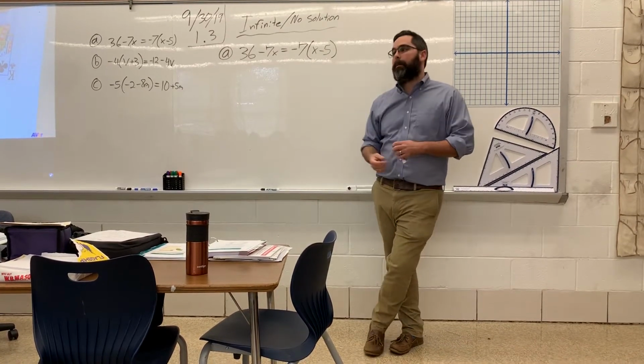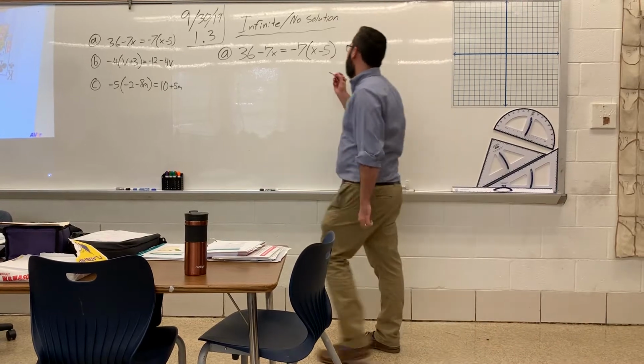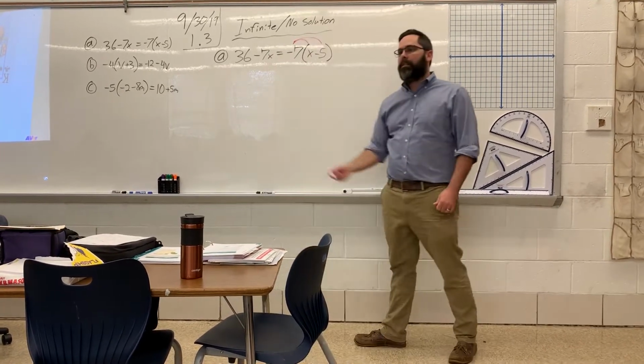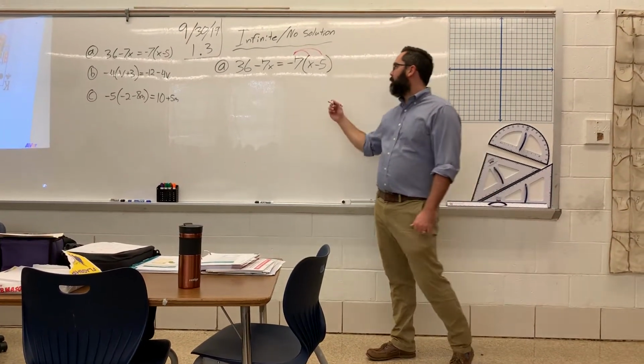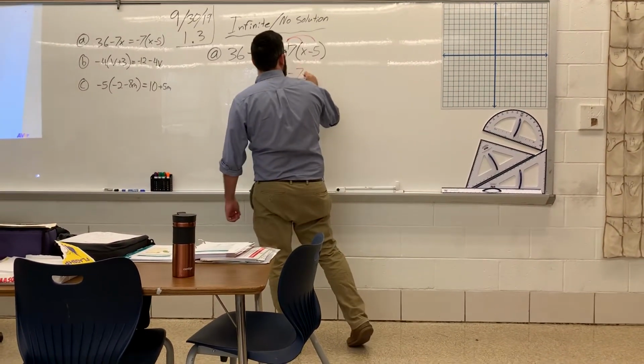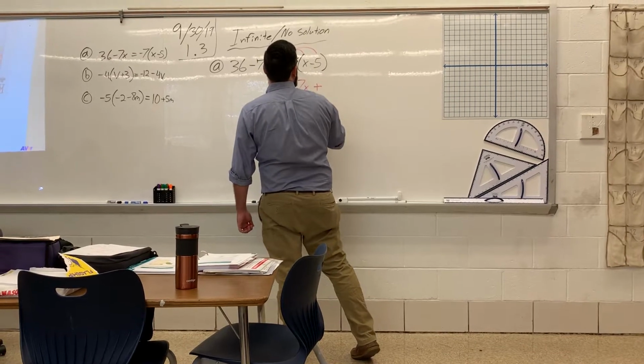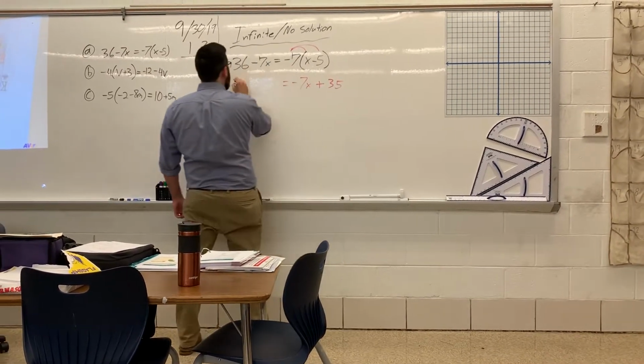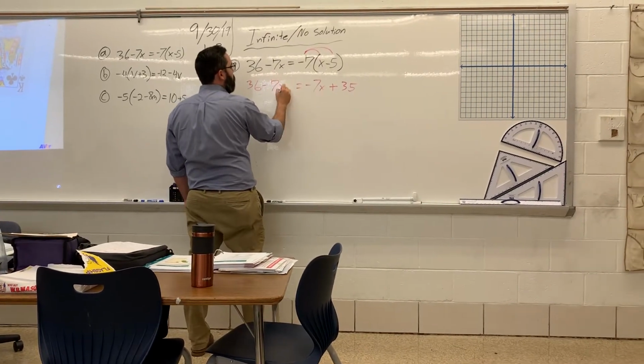Simplify both sides of the equation. Good. So this side is not simplified, so we're going to distribute. This side's good. Negative 7 times x is negative 7x plus 35 equals 36 minus 7x.